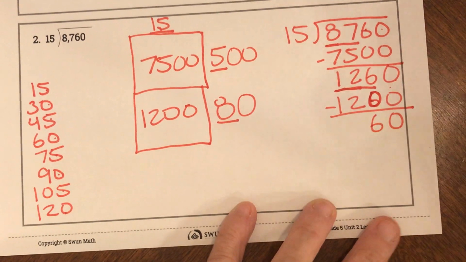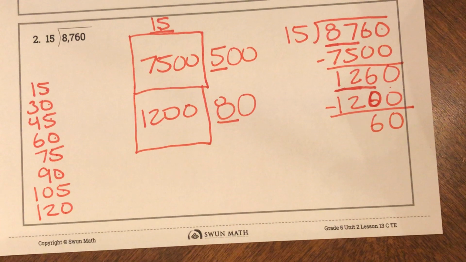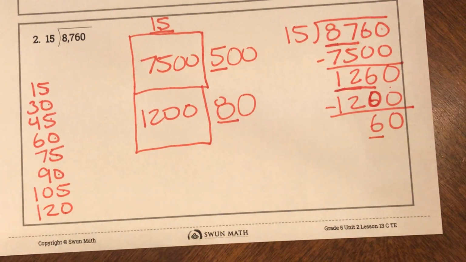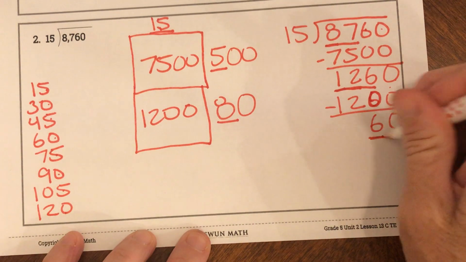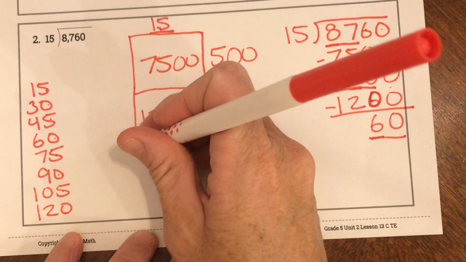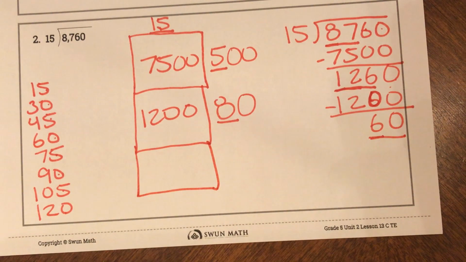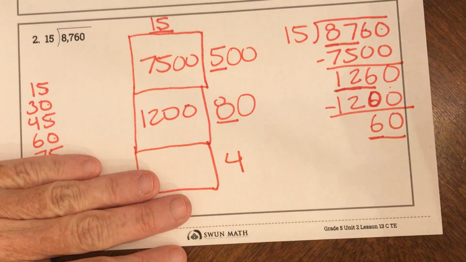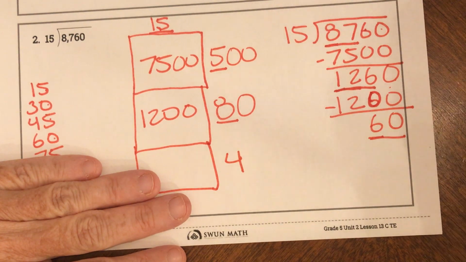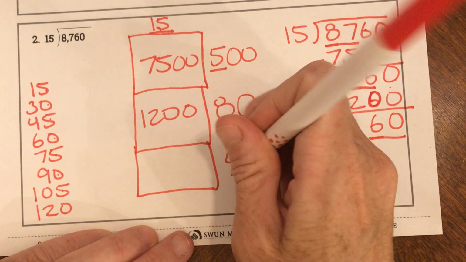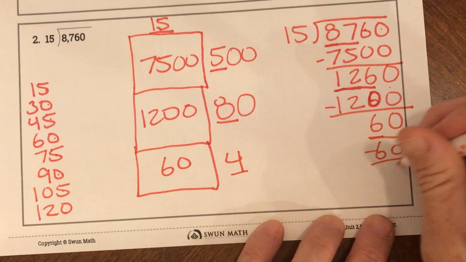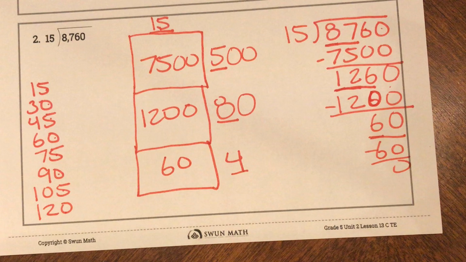When I subtract, I get 60. Okay, then I ask myself, can 15 fit into 6? No. Can 15 fit into 60? Yes. And how many times? Well, I could use this to help me. It fits in 4 times. And it's just 4 because there's no extra digits. And 15 times 4 is 60. So when we subtract that, we get 0.